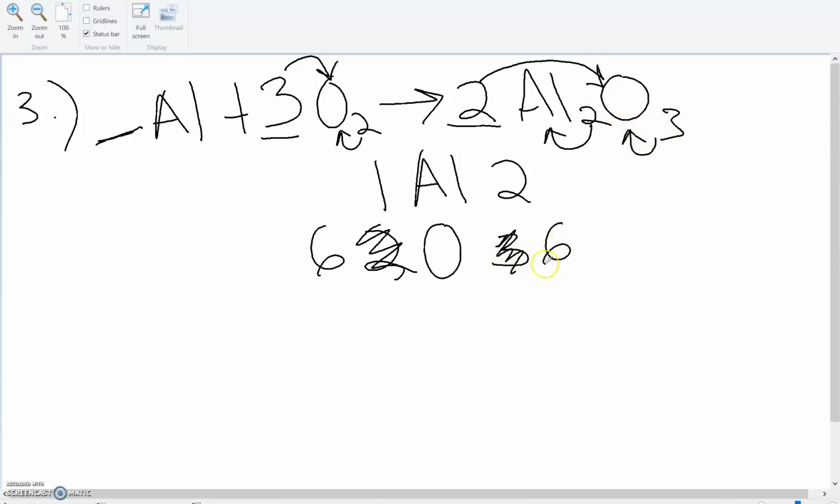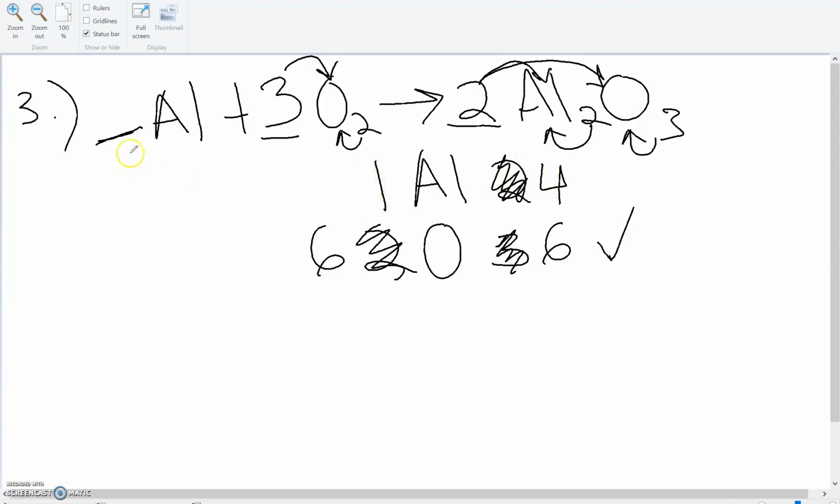That's going to give me 6 oxygen, but it also changed how many aluminum I have. So I have 2 times 2. That's going to give me 4 aluminum. Okay, so my oxygen is balanced. Aluminum, I have 4 and 1.